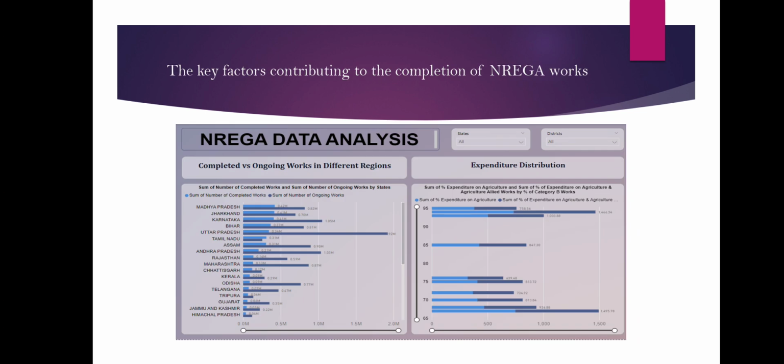Next question, we have the key factors contributing to the completion of NREGA works. To solve this question, we have used the clustered bar chart, for the sum of number of completed works and the sum of number of ongoing works by the states. Here we can see Madhya Pradesh is at the top and the lowest is Himachal Pradesh, and along with that we have the expenditure distribution.